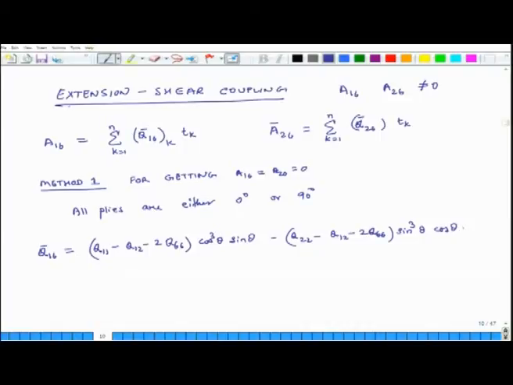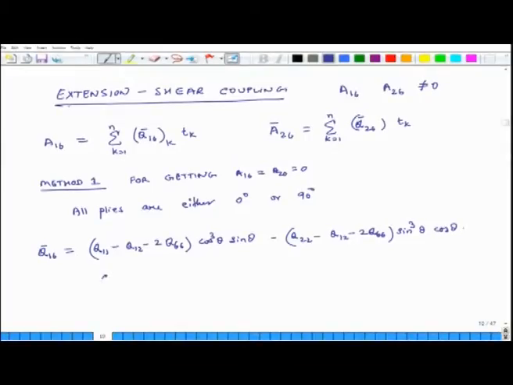So, if all the layers in the laminate are either 0 degrees or 90 degrees, then A16 and A26 will be exactly 0. So, that is one. Such laminates are known as cross ply laminates. They may or may not have B to be 0, but they are cross ply laminates. So, in cross ply laminates all layers are either 0 degrees or 90 degrees. Okay. These are cross ply laminates.